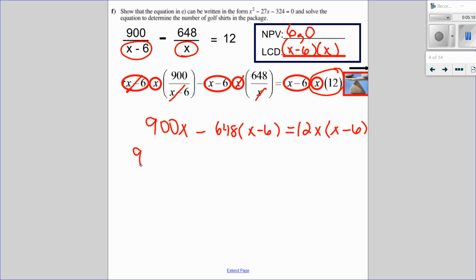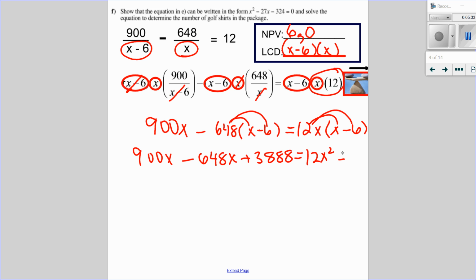So now let's tidy this up a little bit. 900x take away 648 times x, negative 648 times negative 6. So I can plug that into my calculator and I get positive 3,888 equals distributive property, 12x times x, 12x times negative 6.